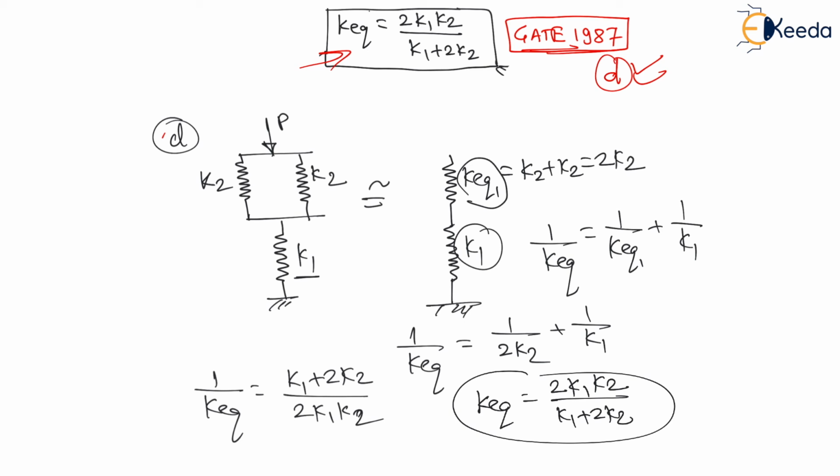And if I check this with the provided option, my dear students, I will say that it is exactly similar. 2k1 k2 divided by k1 plus 2k2. Therefore, for this question, option D is the correct choice.